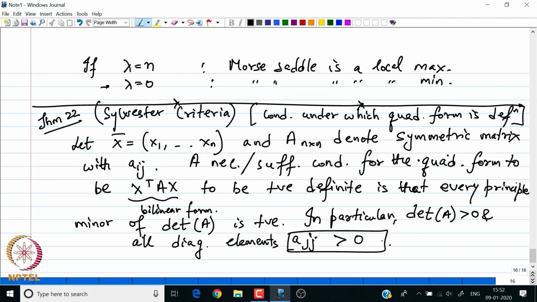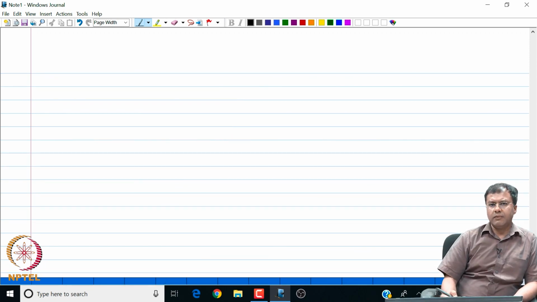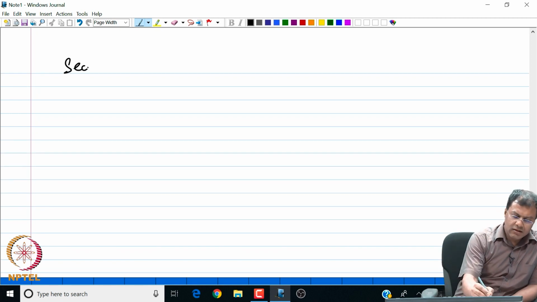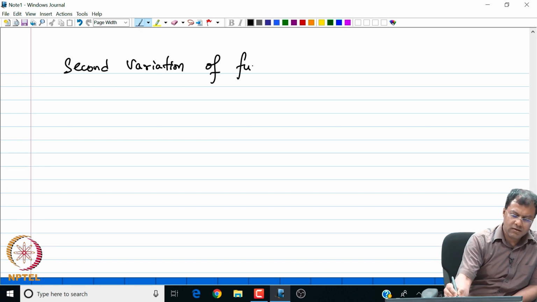and we now have the sufficient background to look at the optimization of functionals. So, let me briefly start with the basic definition. The major description will come in our next lecture. So, the second variation of functionals.